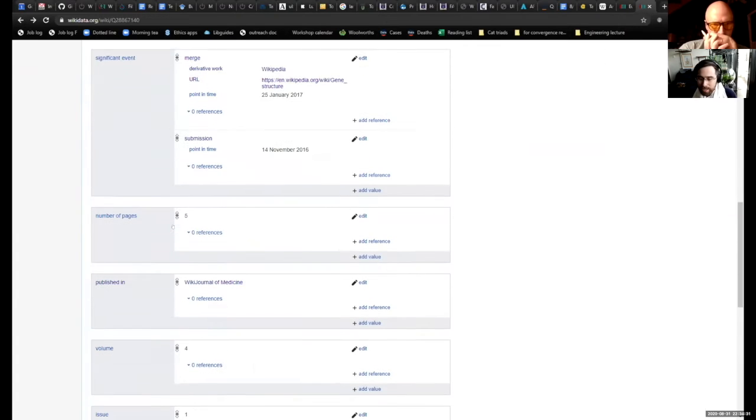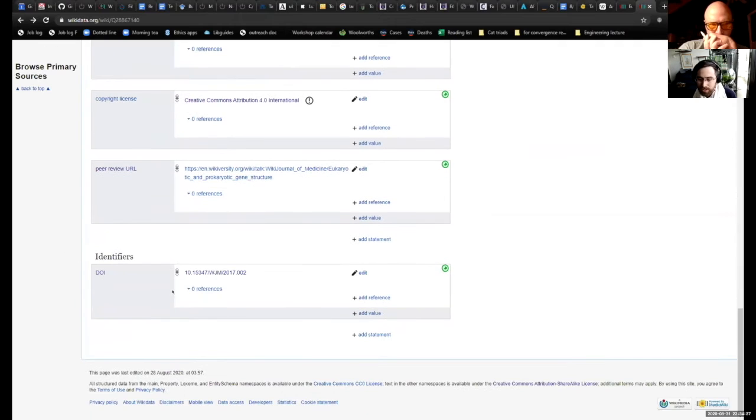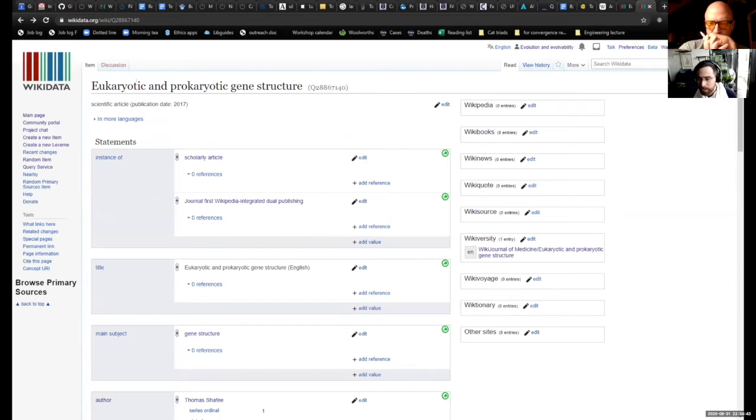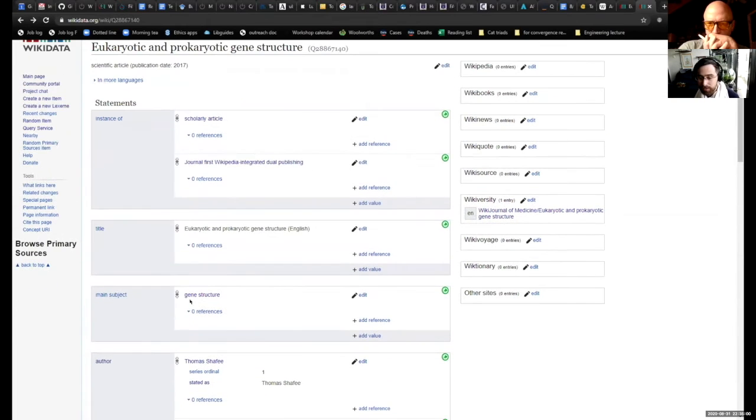So this is how it's able to start encoding some more of this metadata and include the copyright license and so on and so forth. But there's kind of no limit to the information that we can include. This is a review article, not an experimental article, but if it was, we could include the methodology that was used, or the equipment, or the statistical tests that we used. And we could make more specific things about the main subject.